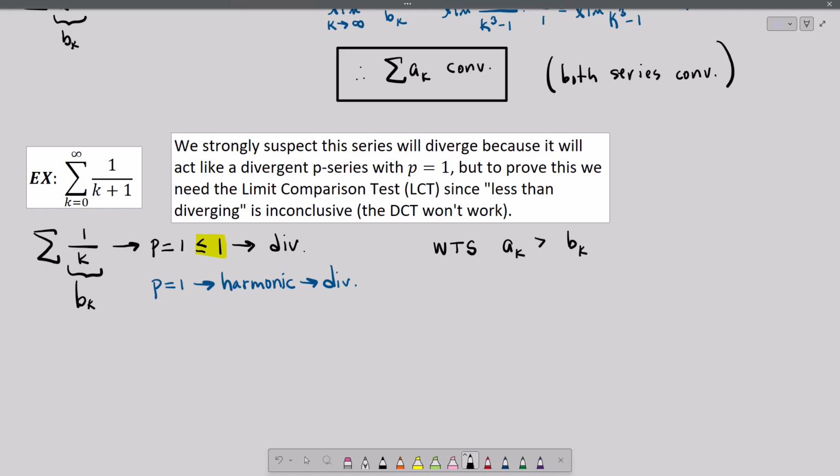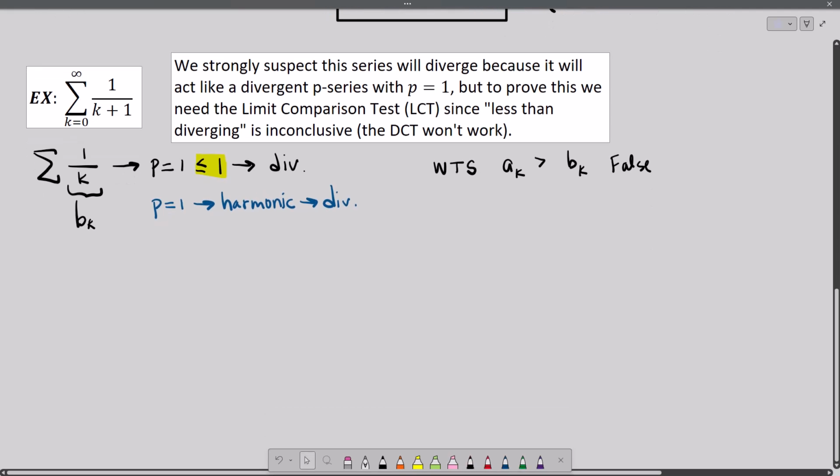Now, you would want to show that the A's are bigger than the B's since the B's diverge, but you can't. This is going to be false. We went through the math already. It'd be false. Bigger denominator means smaller fraction. So here the A's are smaller than the B's, not bigger than the B's. So we can't show that. That's false. So then we go to the limit comparison test.